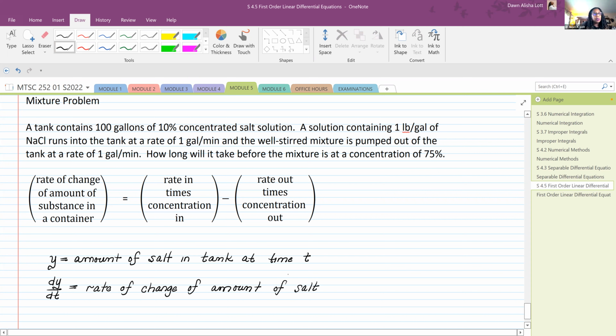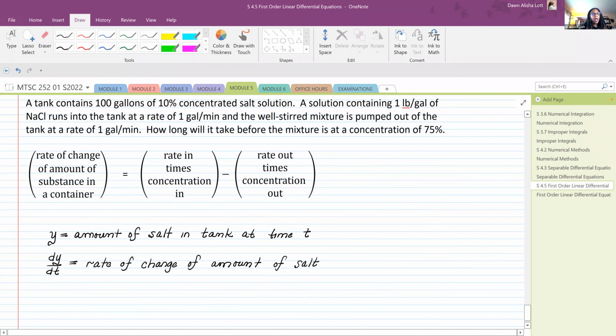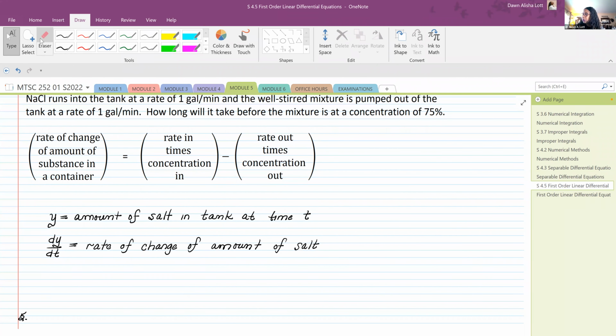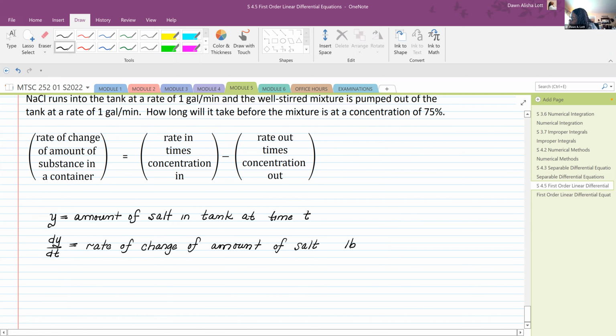And its units are Y, which is the amount of salt, so that's pounds. And the rate of change with respect to time, so this is seconds. So its units is pounds per second. Okay, so the rate of change of the amount of salt is going to be the amount of pounds of salt that are in there that change per every second. Okay, so those are the units.